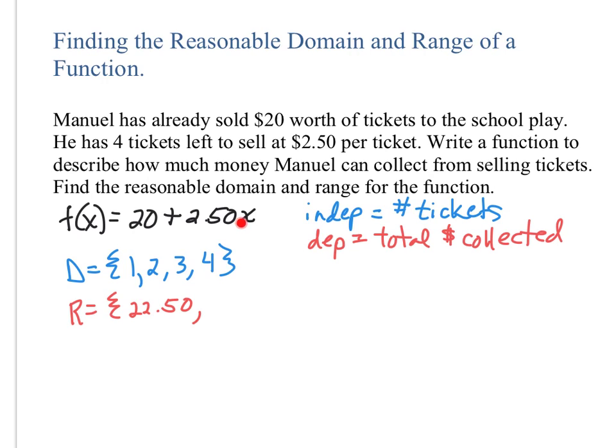If we plug 2 into here, 2 times 2.50 is $5 plus 20. So that would give us a total amount of $25. Plug 3 into here, 3 times 2.50 is $7.50 plus 20 is going to give us $27.50. And finally, plugging 4 into here, 4 times 2.50 is going to be $10 plus the $20 is going to be $30. So there's our reasonable domain and our reasonable range.